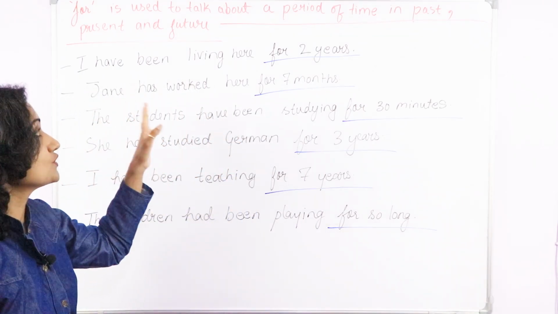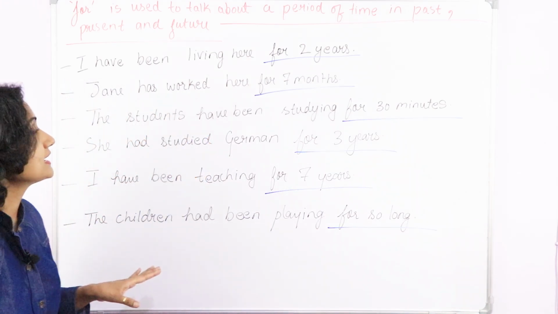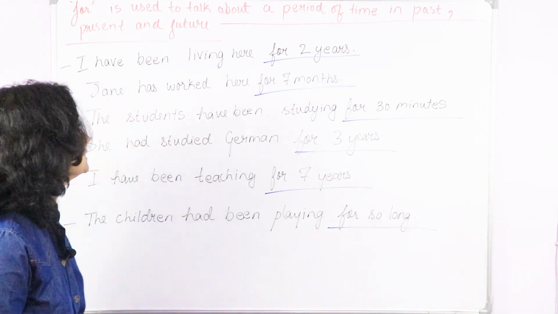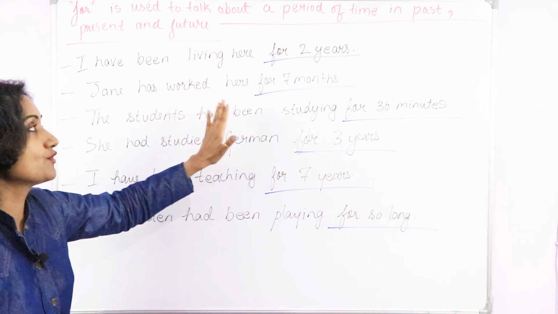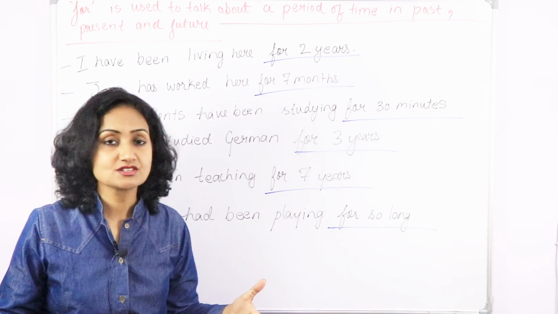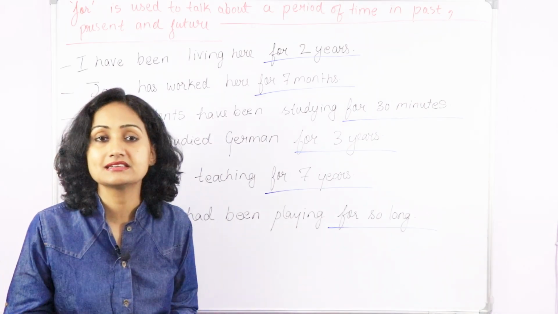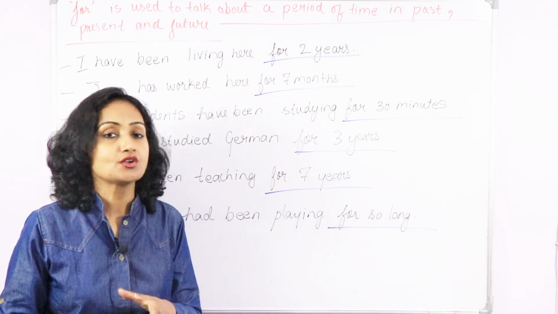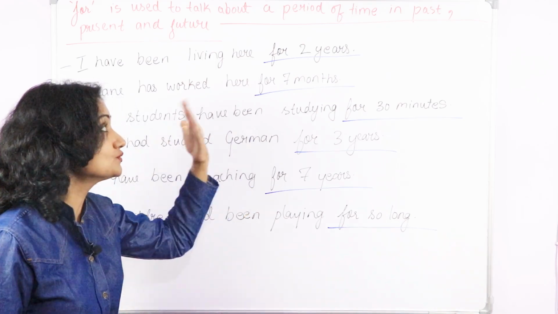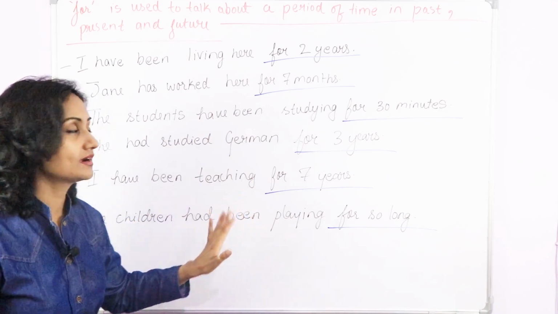For is used to talk about a period of time in the past, present and future. For example, I have been living here for 2 years. So 2 years is a period of time. It is not the exact time. We are not talking about an exact year like 1999 or 2002, but a period of 2 years. So here we will use for.